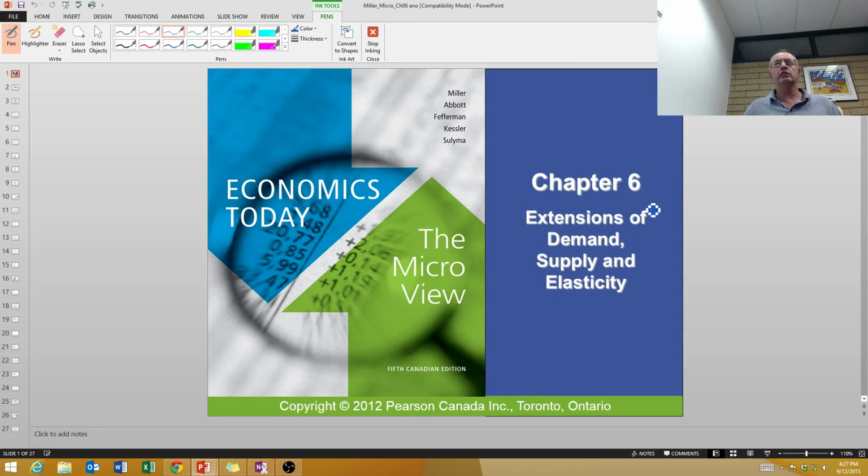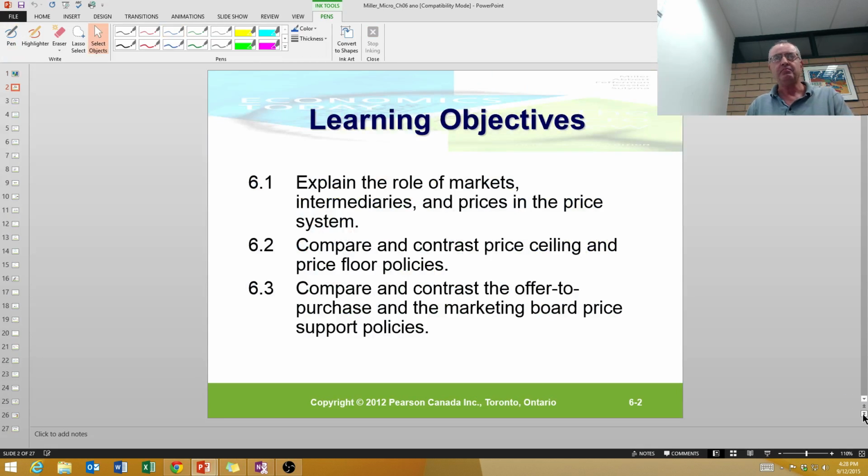And chapter 6, it's called Extensions of Demand, Supply, and Elasticity. I think if I were to rename it, I would probably call it something like how the price system works in mixed economies and using price elasticity of supply and demand to analyze the incidence of excise taxes. Anyways, that's what I would call it.